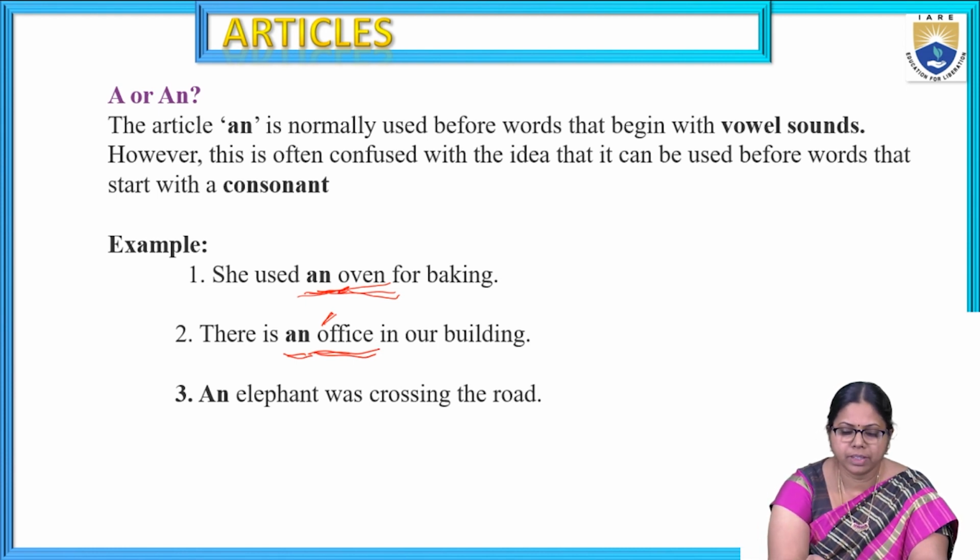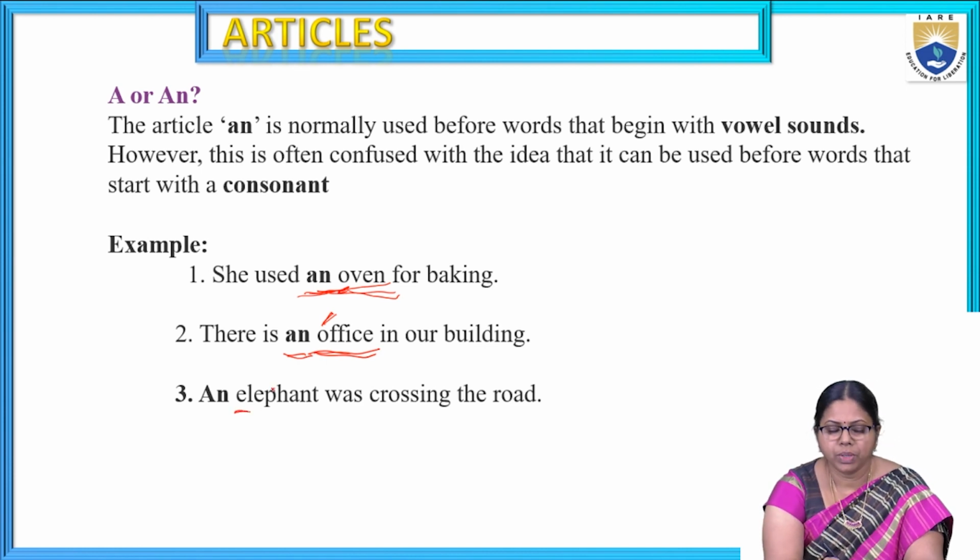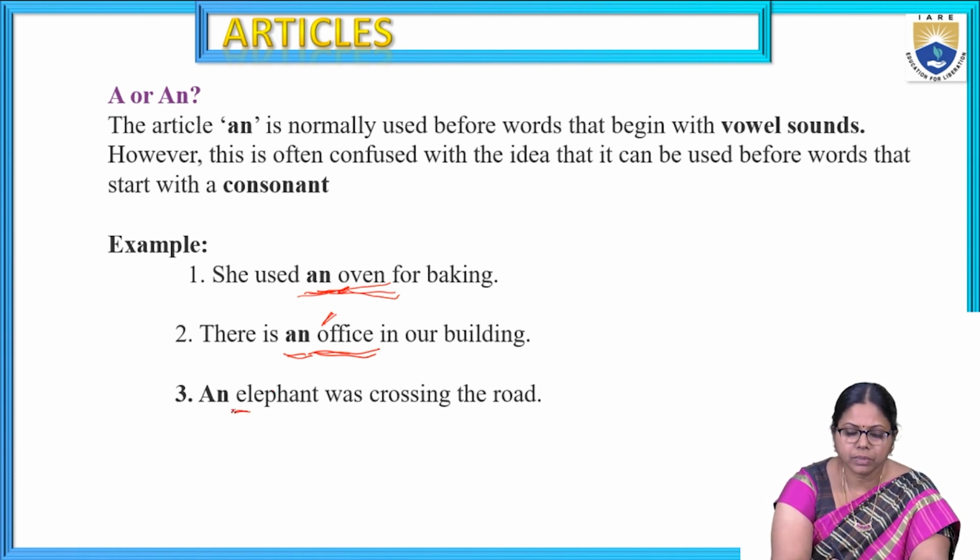Next, take the next example. An elephant was crossing the road. So elephant. When you pronounce this, the word starts with a vowel, and the sound we get is also a vowel sound. That's the reason why we used an.